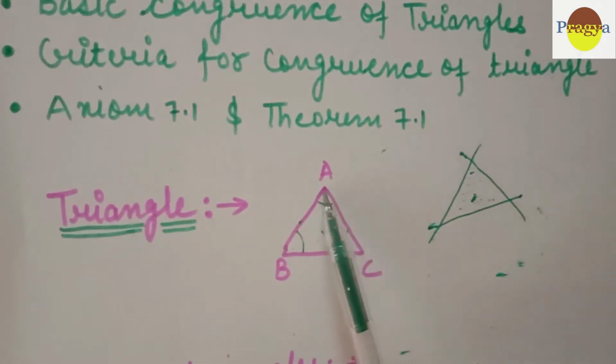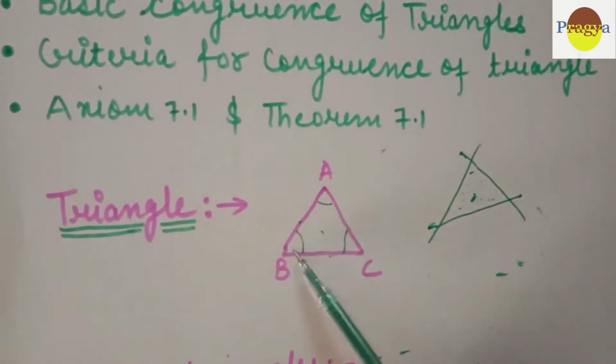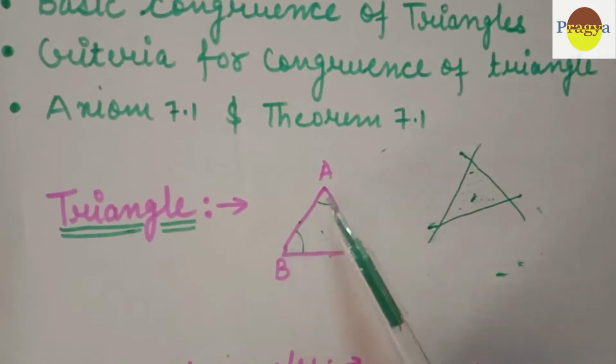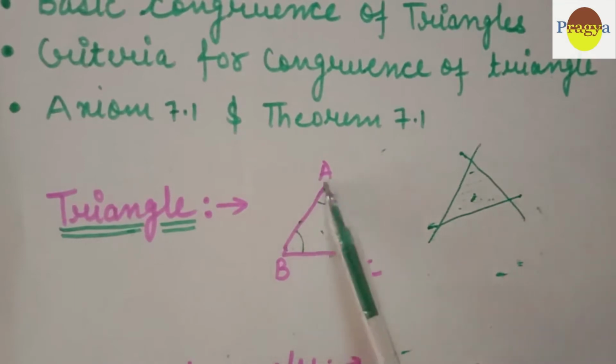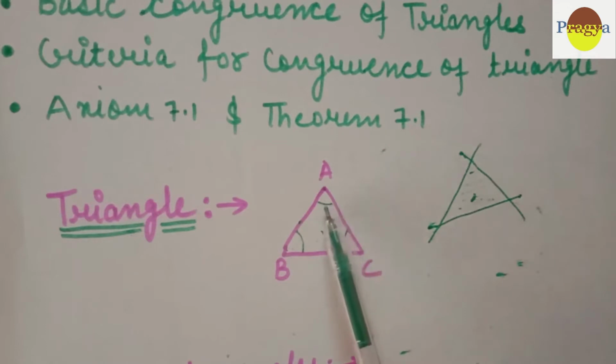Basically, we have 6 elements of a triangle. What are they? Out of 6, we have 3 sides. Side AB, side BC, side AC. These are 3 sides of a triangle. AB, BC or AC. And the next 3 elements are 3 angles. Angle A, angle B and angle C. These are 6 elements, 3 sides and 3 angles of a triangle.